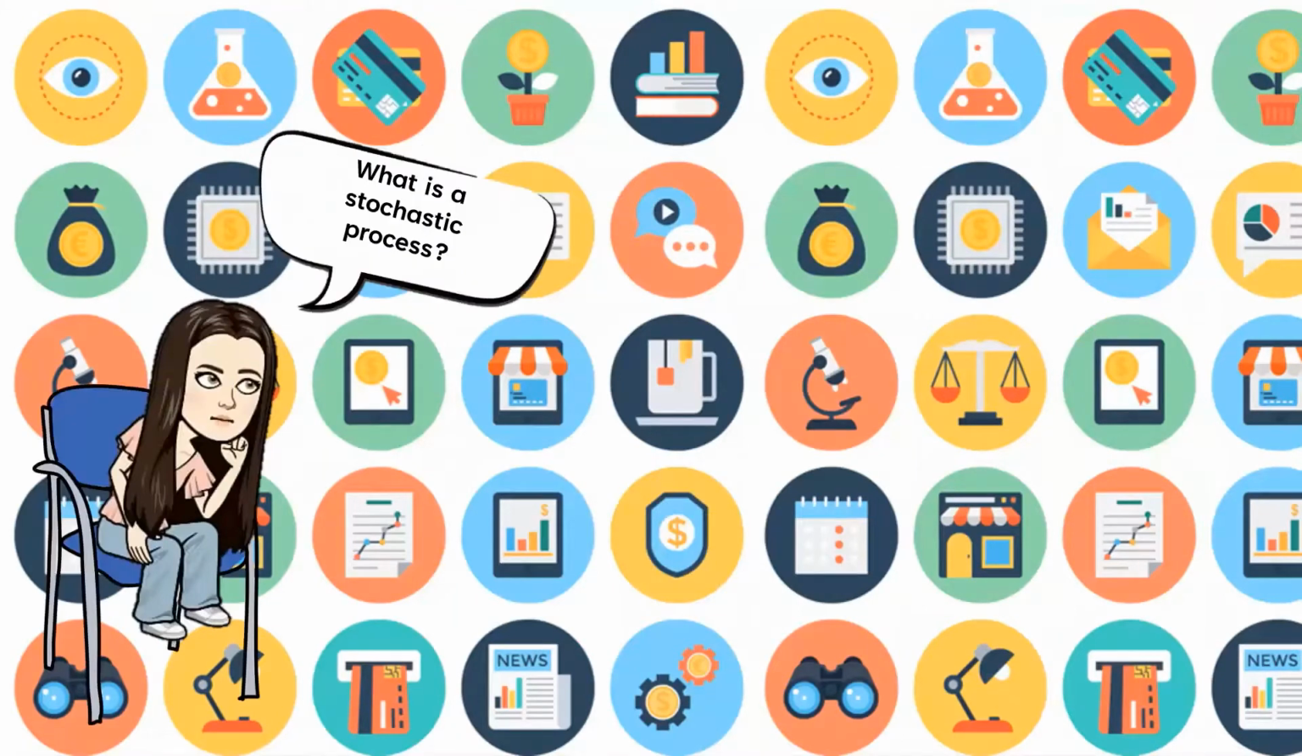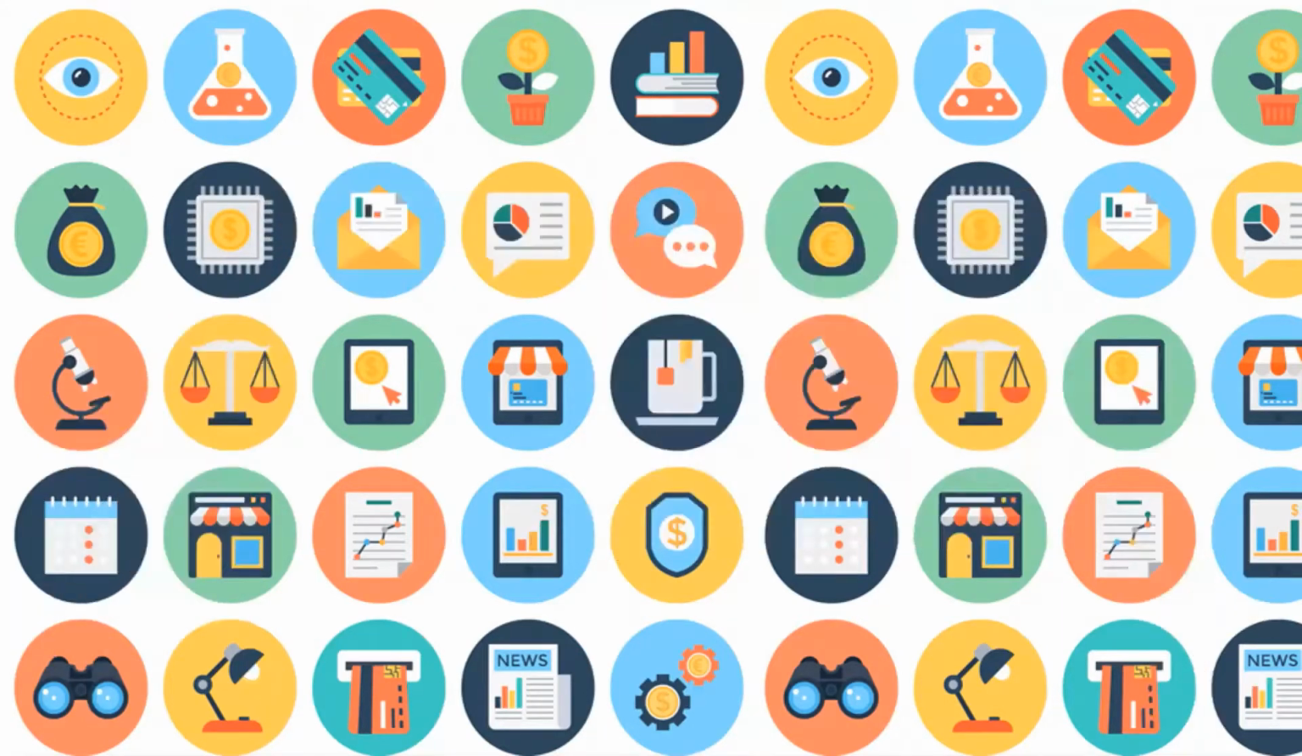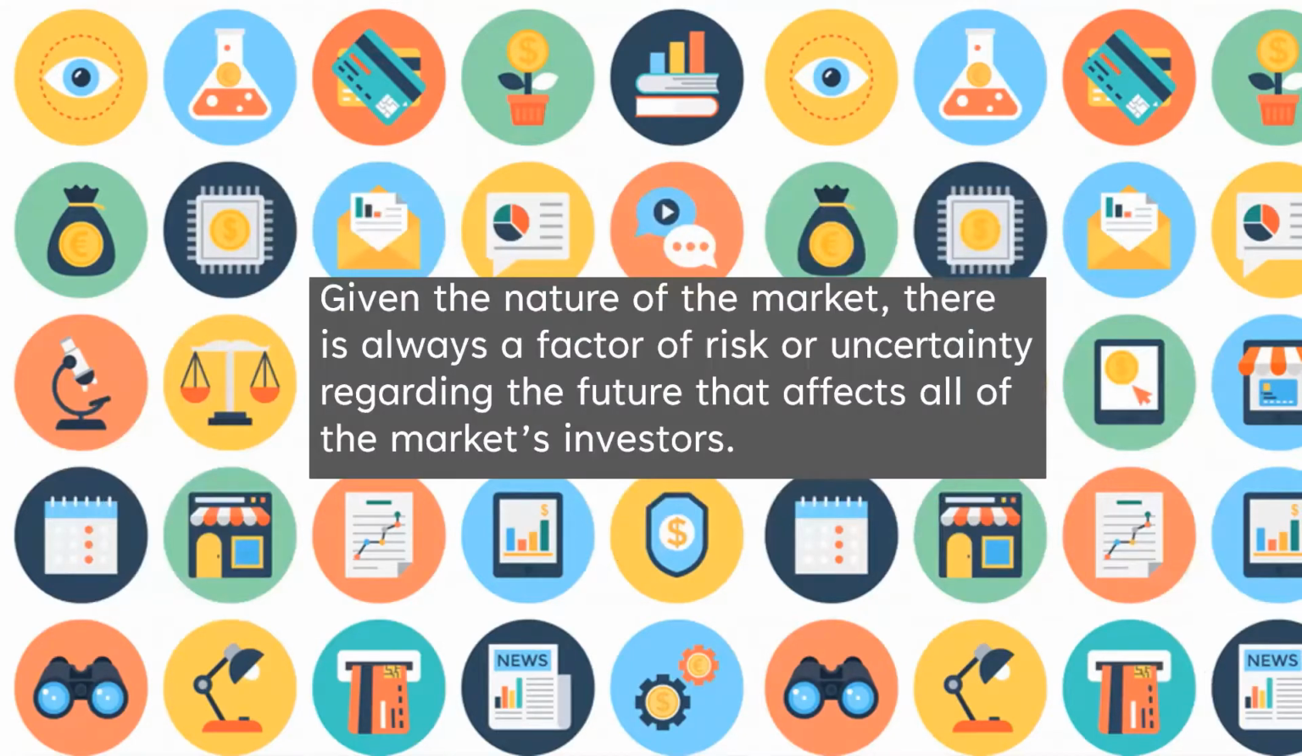What is a stochastic process? A stochastic process is a system in which the states or future situations are uncertain, as they are determined not only by predictable elements, but also by random elements. Sometimes the force of chance in the market is more influential than the deterministic aspects of it, but sometimes it is the other way around.